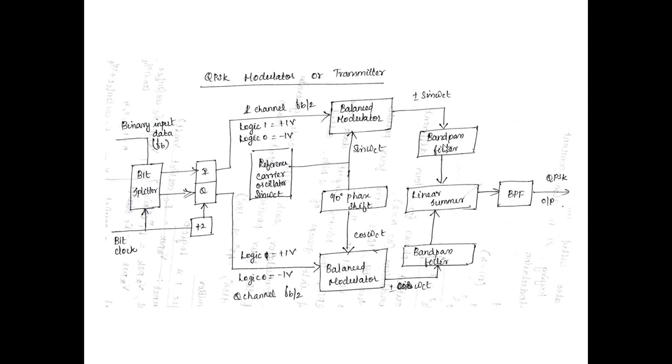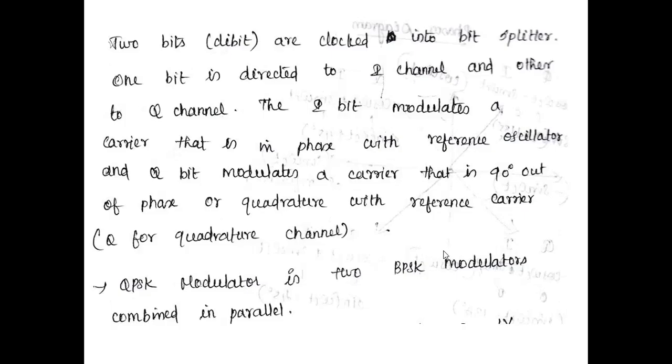Then the band pass filter is used to pass the desired band, and the linear summer sums these two, and then again a band pass filter is used for filtering, and then the QPSK is generated.